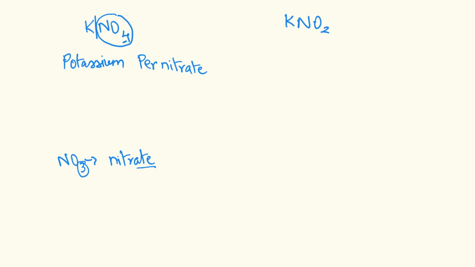Similarly, KNO2 is K, which is potassium, and then NO2 is one less oxygen compared to your base ion, which in this case is nitrate. And so because it is one less oxygen, you are going to get rid of this ate suffix and replace it with ite, and so nitrate becomes nitrite. And that is all there is.